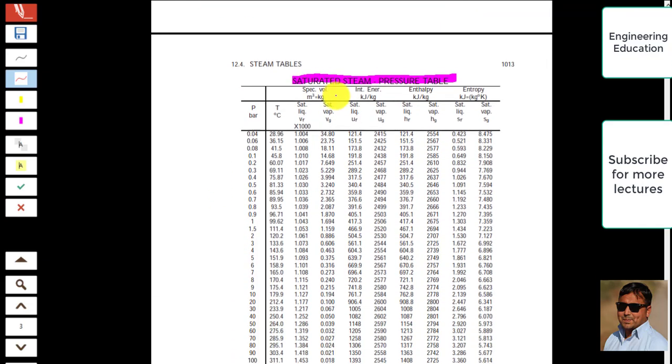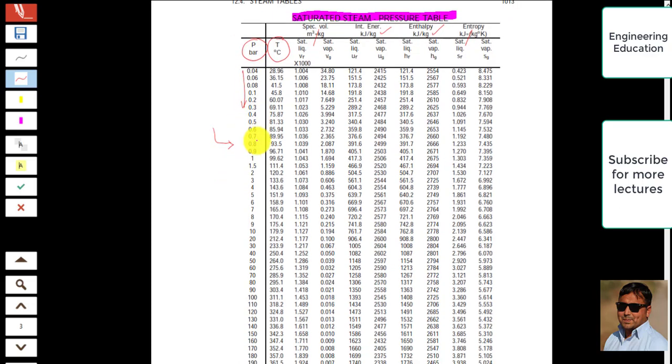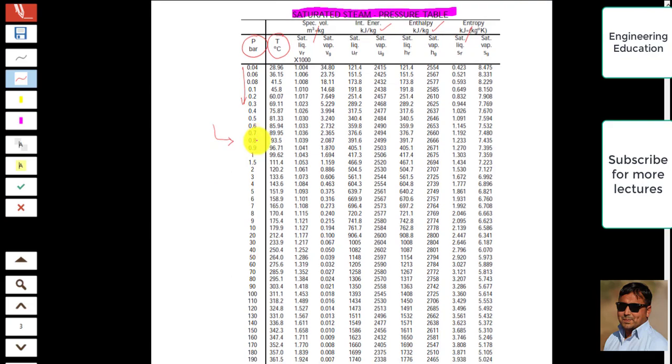Similarly, coming to this table, which is the saturated steam pressure table, we have pressure values in the very left side column, 0.04 bar, then temperature in degree centigrade, specific volume in cubic meter per kilogram, specific internal energy in kilojoule per kilogram, specific enthalpy in kilojoule per kilogram, specific entropy in kilojoule per kilogram per Kelvin. So sometimes if we have pressure given in bar in thermodynamics or power plant problems, accordingly we will use this table to explore other properties of the steam.